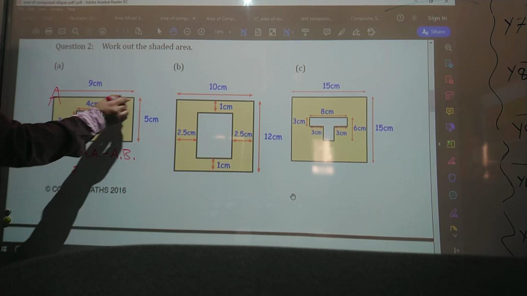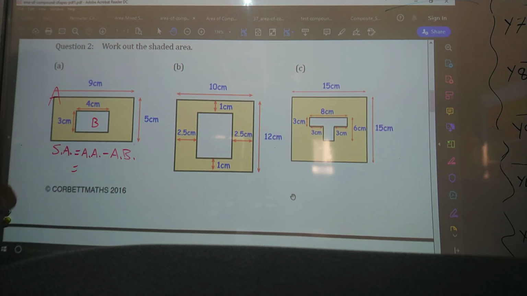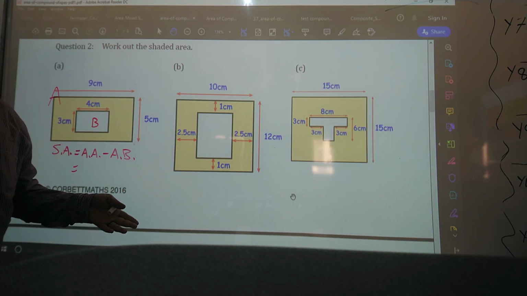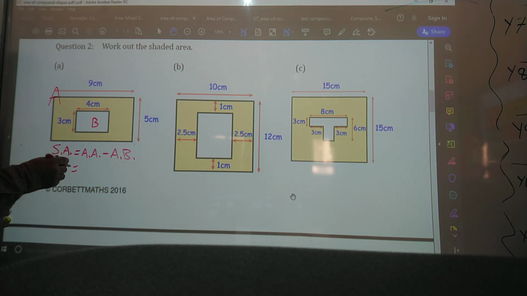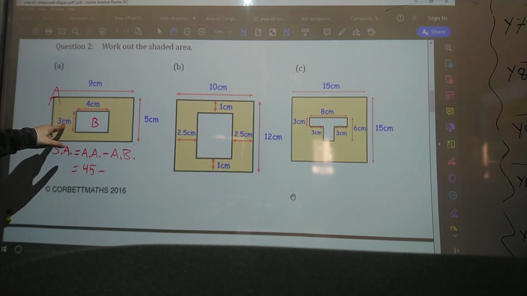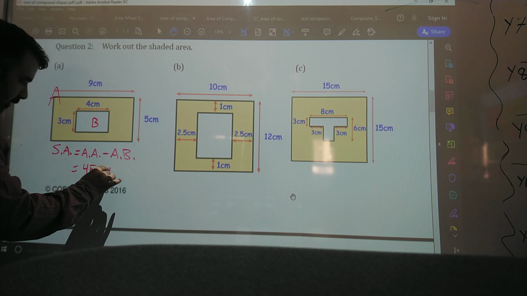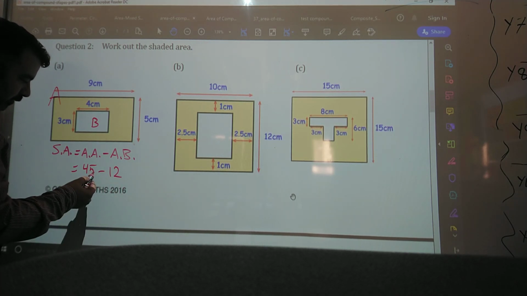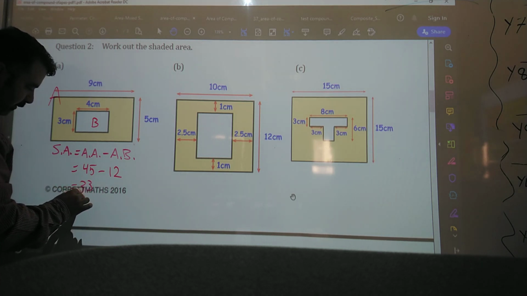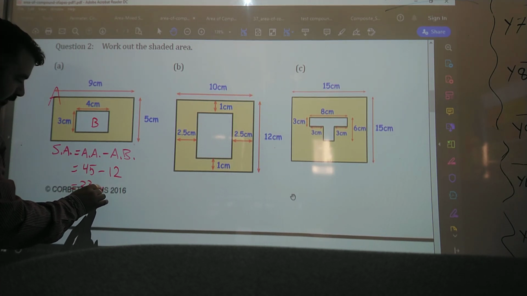Now area A is the big one, the whole thing, and this is B. So area A, look, watch this. 9 times 5. That's it. 9 times 5 equal to 45. Okay, minus B, 3 times 4. Watch, look. 5 times minus 2, 4 minus 1. There you go. Centimeters squared.